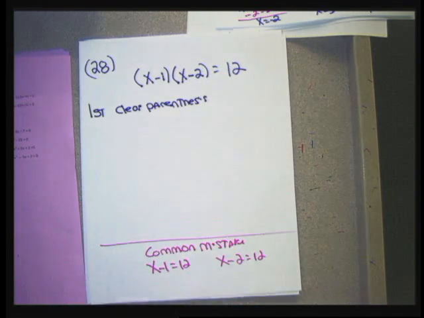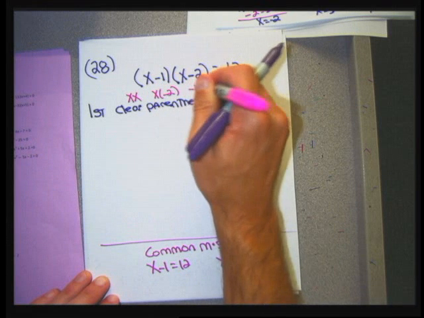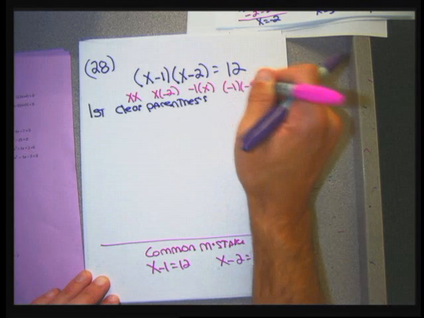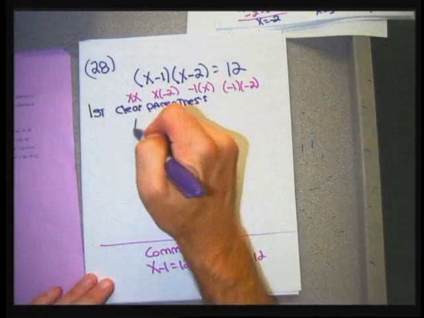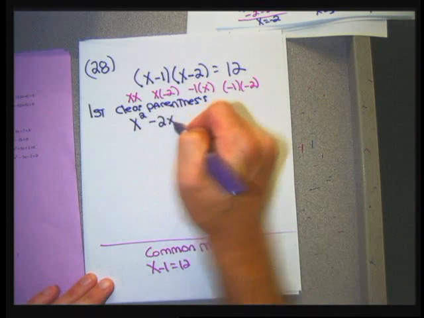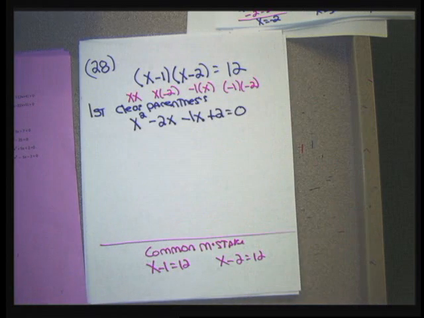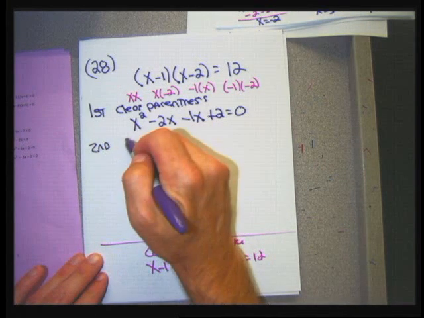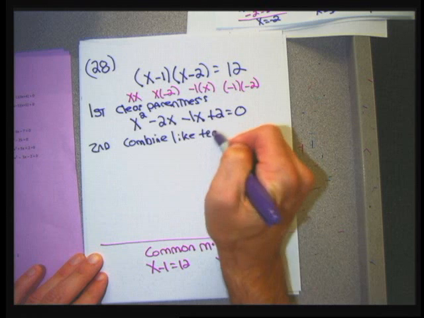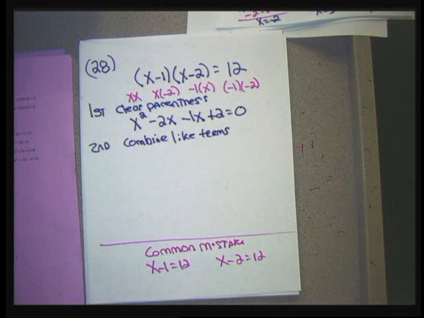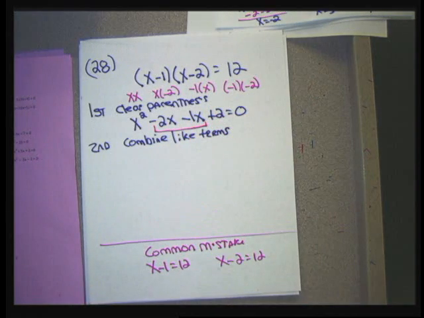So I'm going to do firsts, which are x times x, outers, which are x times minus 2, inners, which are minus 1 times x, and lasts, which are minus 1 times minus 2. So I'm clearing the parentheses, and this is going to give me x squared minus 2x minus 1x plus 2 equals 0. And then second, I'm going to combine like terms. That's not always necessary. It wasn't necessary for problem 26, but it is here. The outers and the inners, when I FOIL, are like terms. They both have negatives in front of them, so when I combine, I add the numbers and keep them negative.